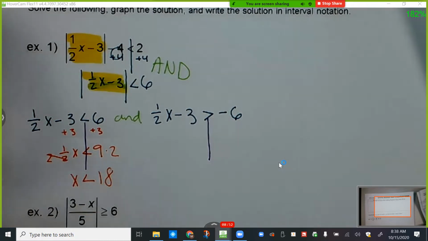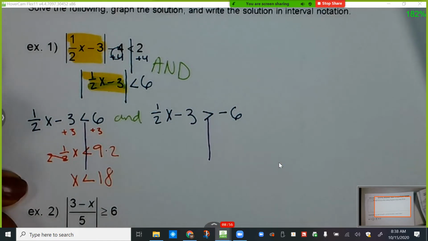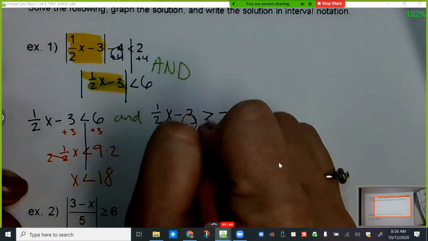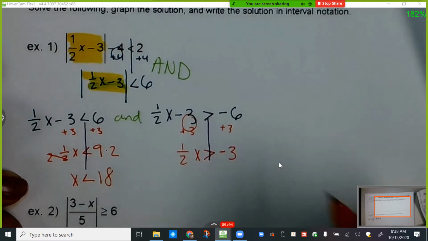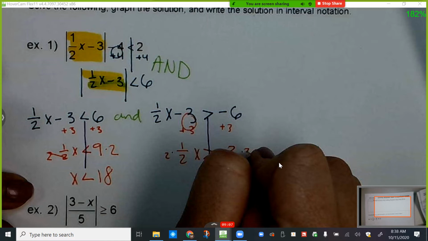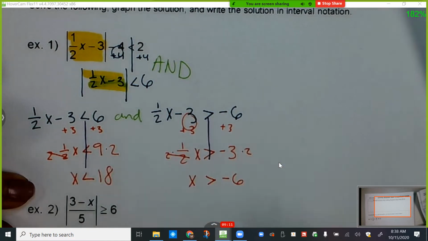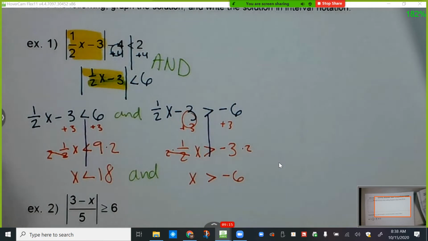Okay, so here, what do I do? Add 3 and get 1/2 x is greater than -3. So again, multiply both sides by 2, and I get x is greater than -6. Don't forget this is an "and" situation.